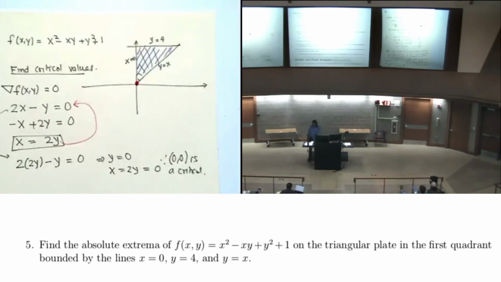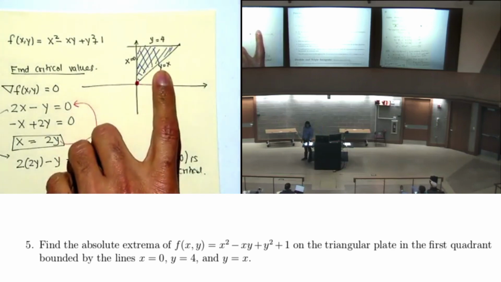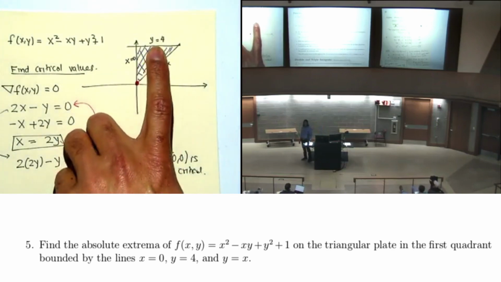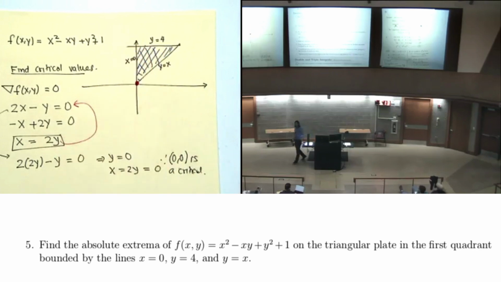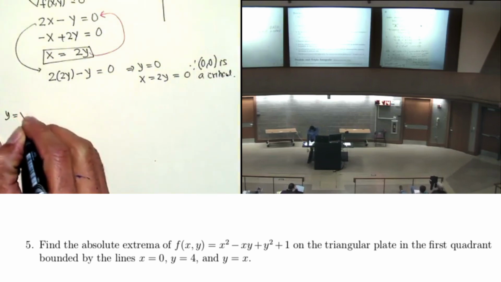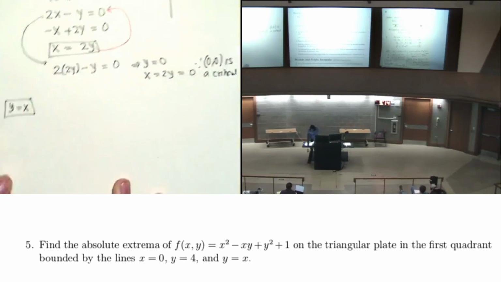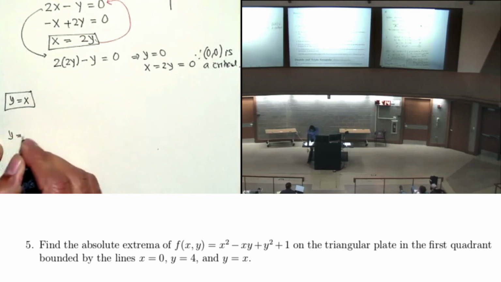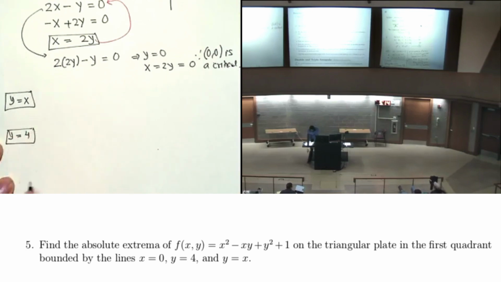So now there are three boundaries: x equals y, x equals 0, and y equals 4. We have to find all the critical values which lie on these boundaries. And corners are always critical values. The corners of the domain always become critical values because these are the endpoints of the domain. Okay, so let's see what is going to happen when y is equal to x. I want to find all the critical values on this line. I want to find the critical values when y is equal to 4. And I also want to find the critical values when x is equal to 0.